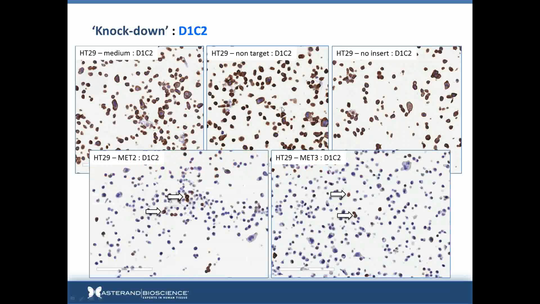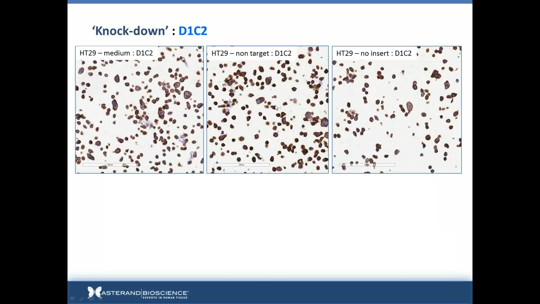These scans show MET immunoreactivity in the HT29 cells treated with negative control lentiviral transfections, the top 3 scans, so HT29 medium, non-target and no insert. It's a medium expressor for MET, and the non-targeting and the no insert lentiviral treatments have no impact, as you'd expect, on the measurement of MET by D1C2.